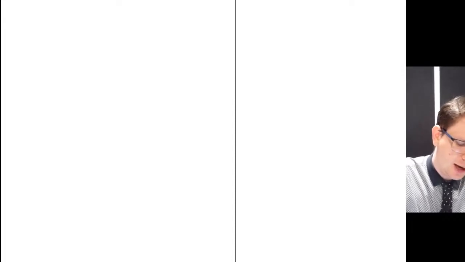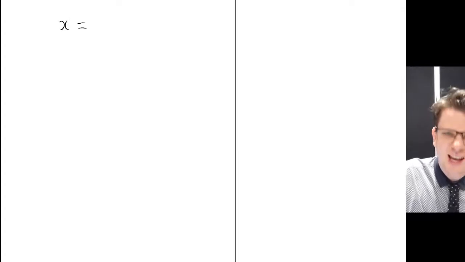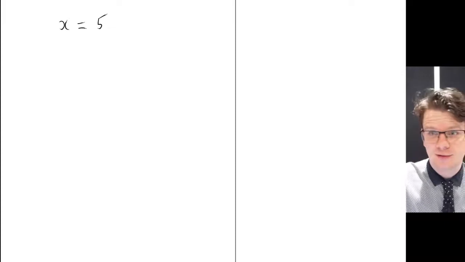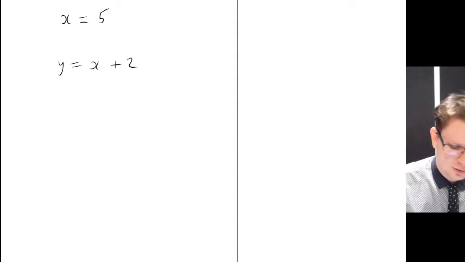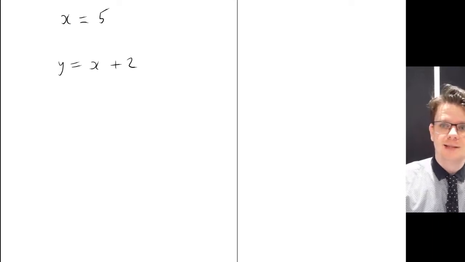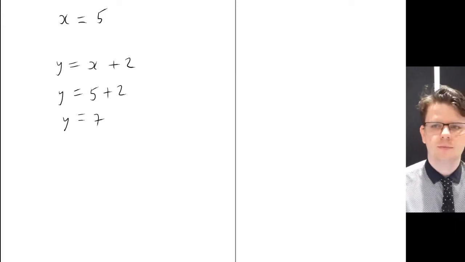Let's have a go. Now x could be anything, but I'm just going to pretend in my head x is going to be 5. So whenever I see an x, in my head I'm just going to think that's 5. Let's just imagine I had something like this: y is equal to x plus 2. Using substitution, I could replace the x with a 5. I think that's pretty straightforward.